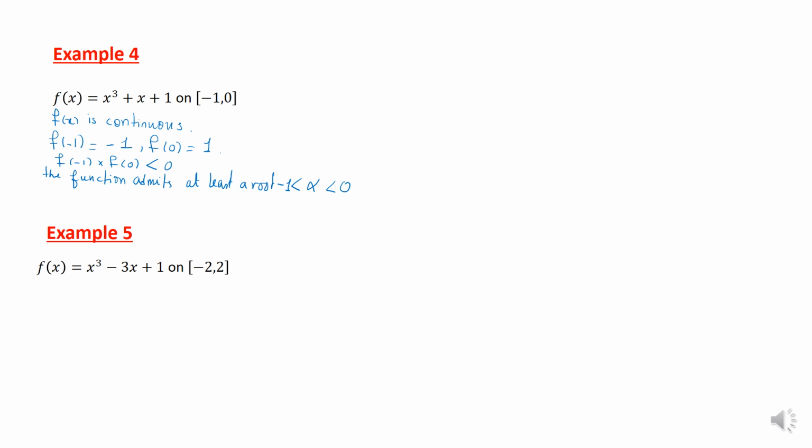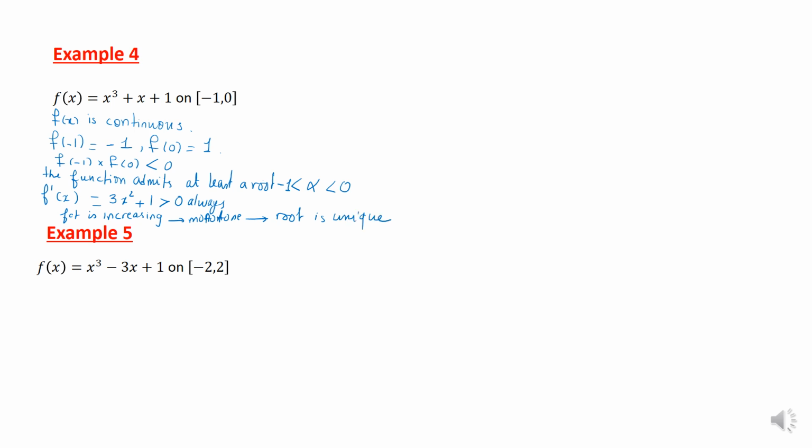Now, to check whether it admits one or more roots, you check the monotonicity of the function. How? By finding f prime of x. Now, f prime of x here is 3x squared plus 1, greater than 0 always. So the function is increasing, the function is monotone. So the root is unique.